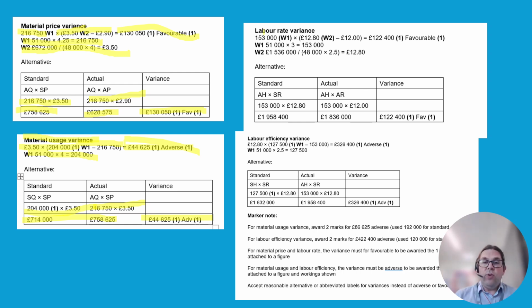Moving on to labour rate, we're looking at the hourly rate. Are we paying the hourly rate that we thought? So firstly, you've got to work out how many hours we paid for. We produced 51,000 units. We worked 3 hours per unit, so we worked 153,000 hours. Then we've got to work out the standard rate. So we budgeted to spend 1,536,000 on labour, and we budgeted to produce 48,000 units at 2.5 hours, so 144,000 hours, and that's my quick maths, that is right.